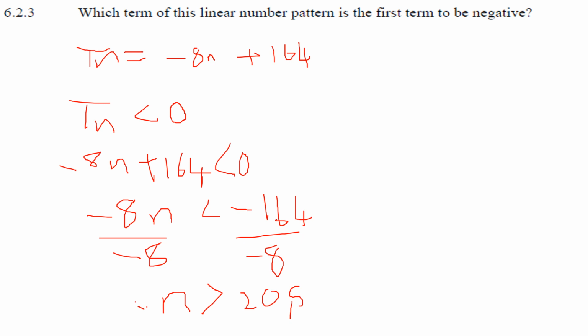Then you see it says that the value of n where the sequence will start to be negative is when n is greater than 20.5. Therefore, the first negative term of the sequence will be where n is equal to 21. Because the 20th term is still a positive term. It still has a positive value. But the 21st term will be the one that has a negative value.